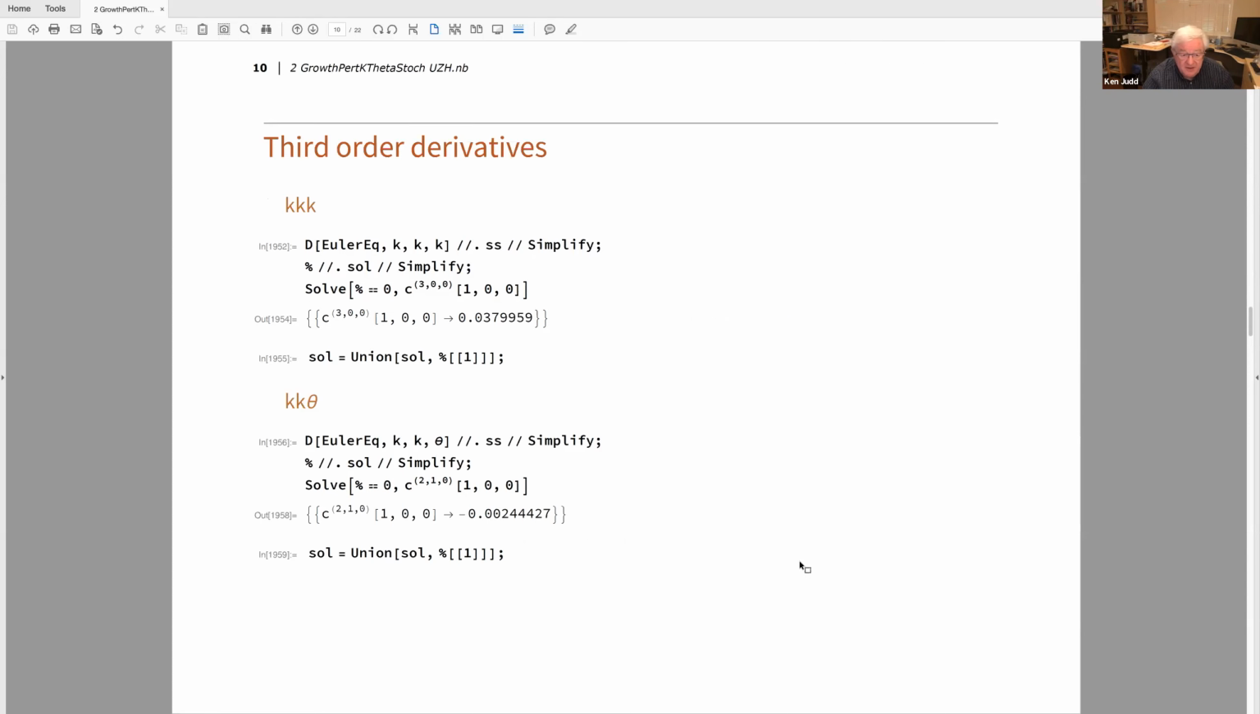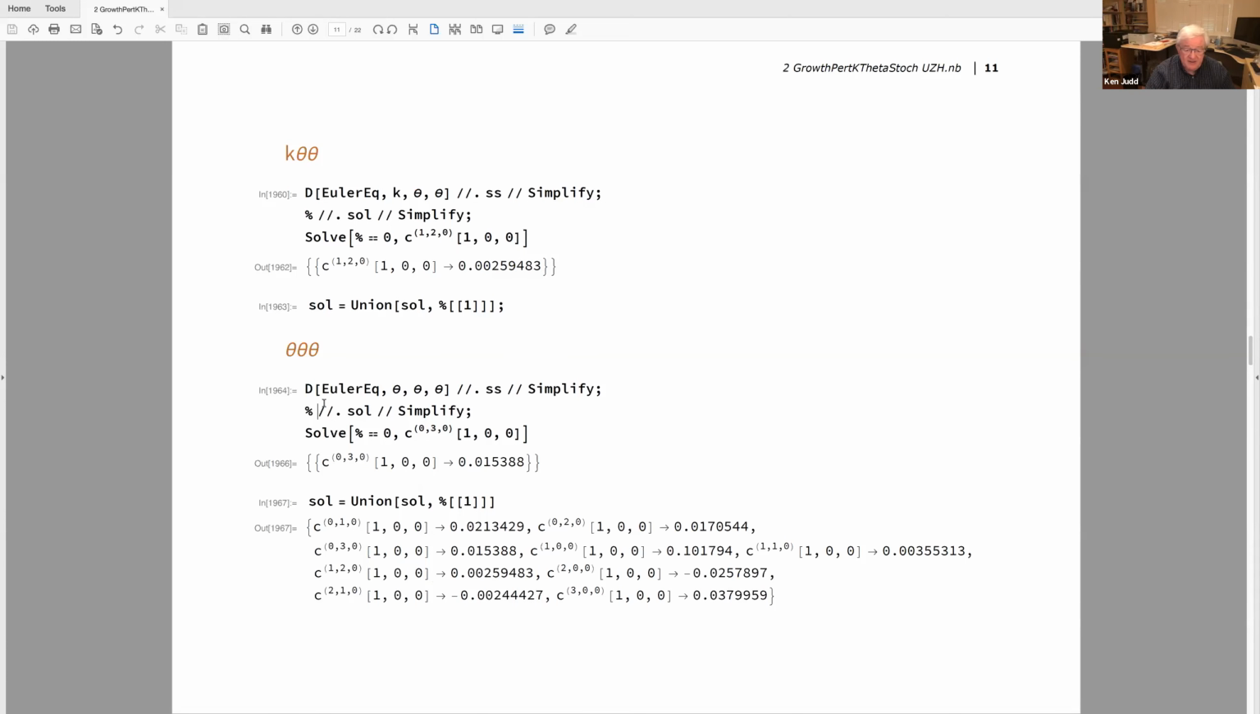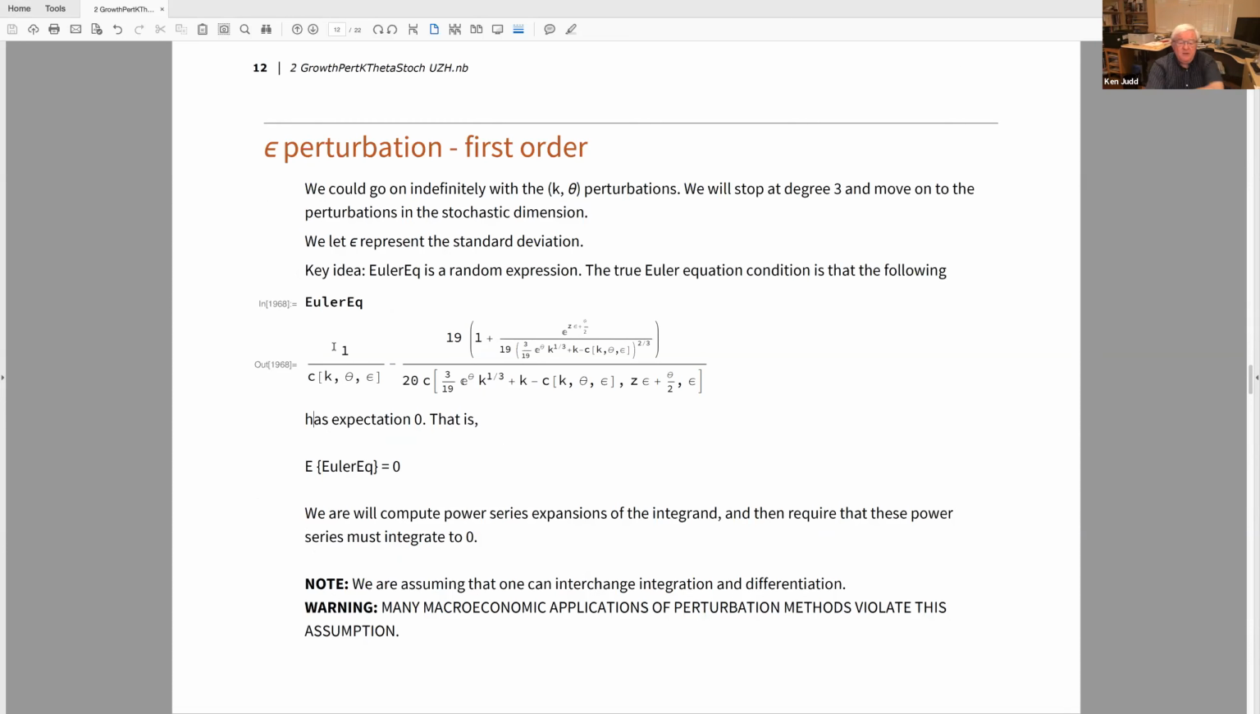Okay, we solve that. Now we're going to do third order derivatives. The third order with respect to K, and then second order with respect to K and then theta, and then K theta theta, and then theta theta theta. Anyway, we could go on forever, but we now have, when epsilon is equal to 0, the deterministic problem, where you have the capital stock that's moving around, and you have the theta that's also possibly moving around, but the two of them both end up at their steady state values asymptotically. Now comes the fun stuff.